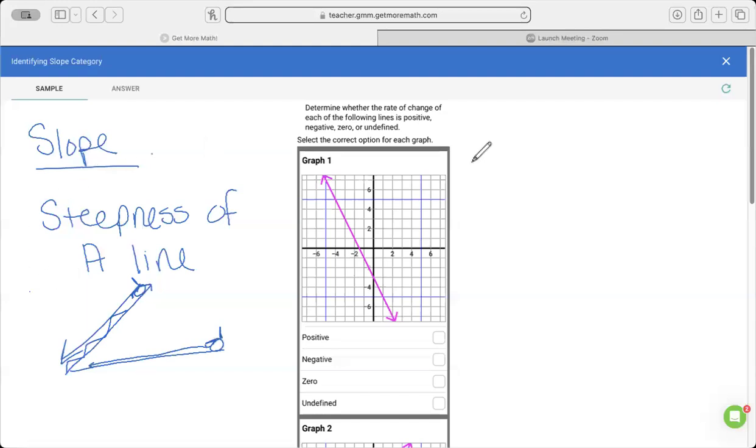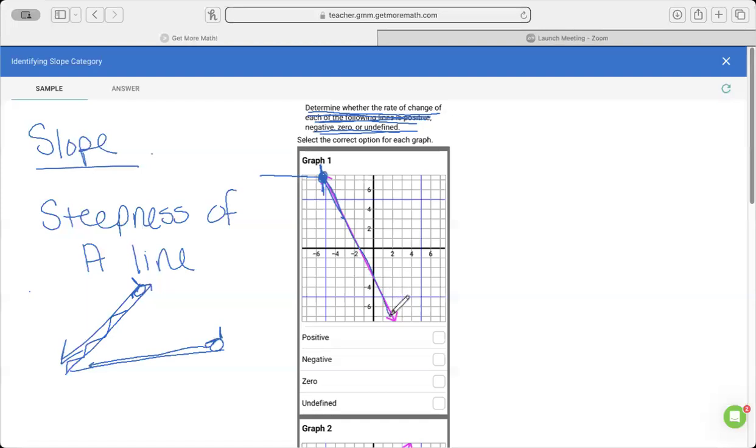Today's lesson is all about the direction of the line. On graph 1, I always start reading from left to right, like when you read: determine whether the rate of change of each of the following lines is positive, negative, 0, or undefined. We're going to do the same thing on our lines. I find the furthest point to the left, and then I trace the line.